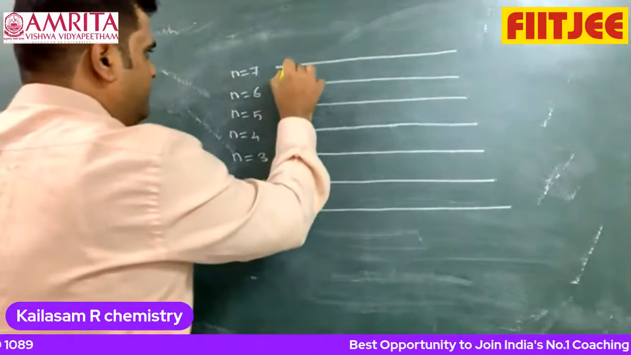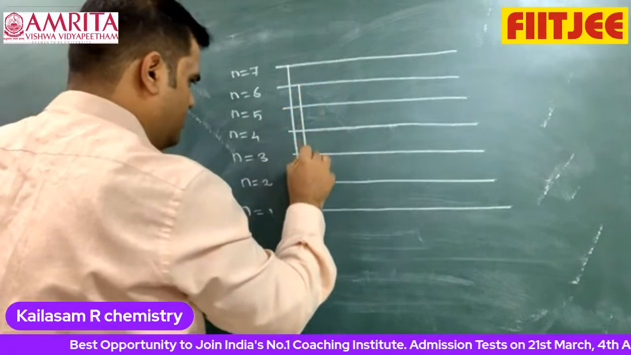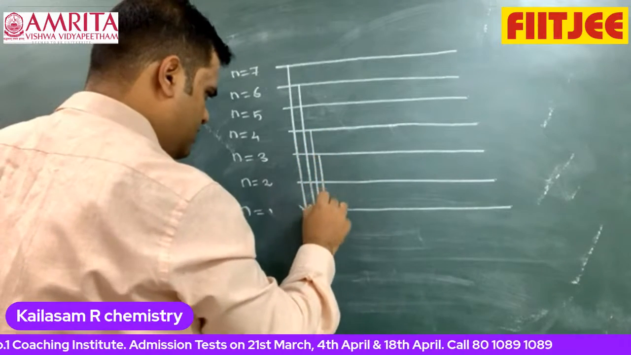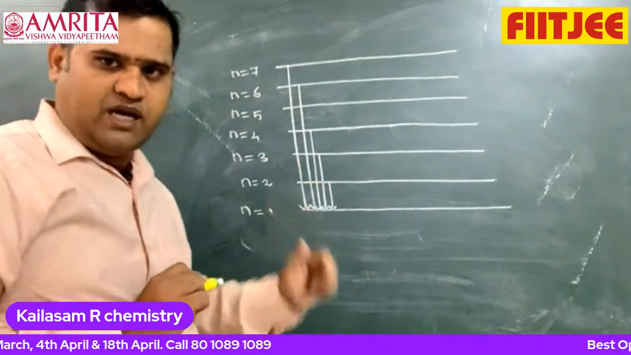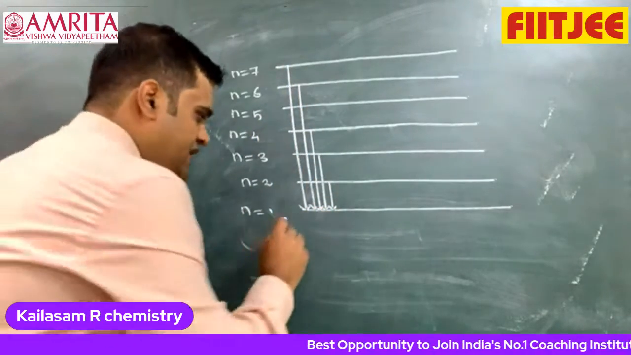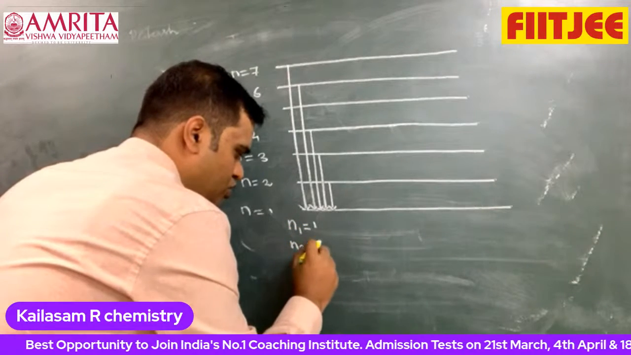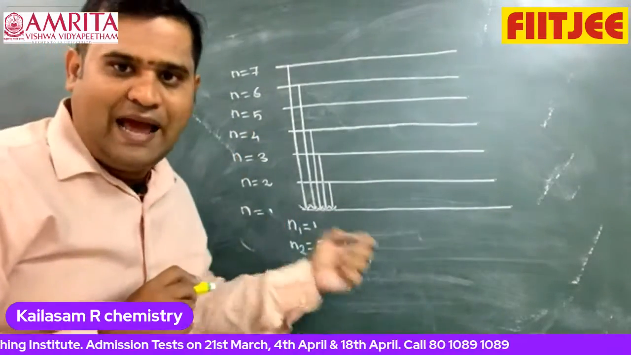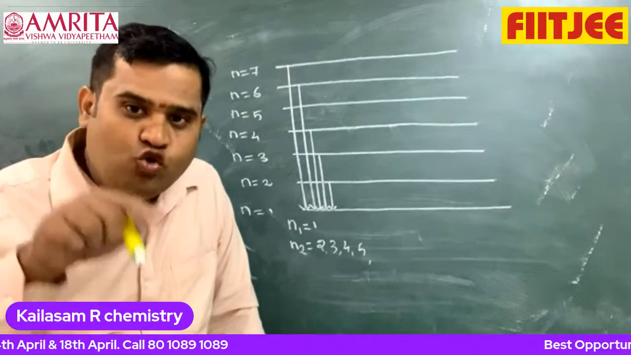That is the group of lines, called the emission spectrum. So electrons in the higher energy levels come back to the lower energy level. All are coming to the first energy level, that means n1 is equal to 1 and n2 is equal to 2, 3, 4, 5, etc. This series is called the Lyman series, which is observed in the UV region.